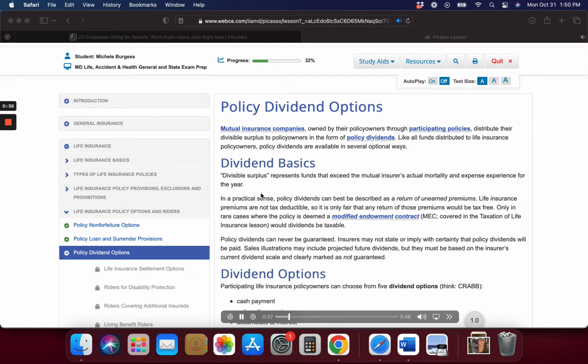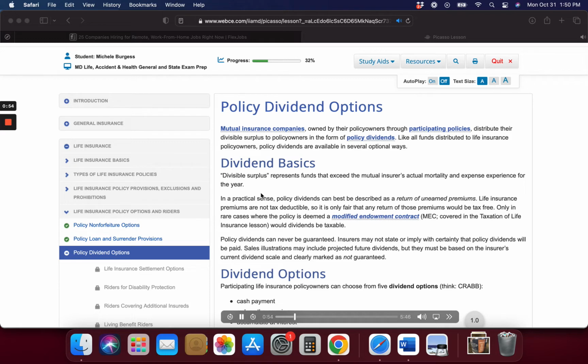Life insurance premiums are not tax-deductible, so it is only fair that any return of those premiums would be tax-free. Only in rare cases where the policy is deemed a modified endowment contract, MEC, covered in the taxation of life insurance lesson, would dividends be taxable.